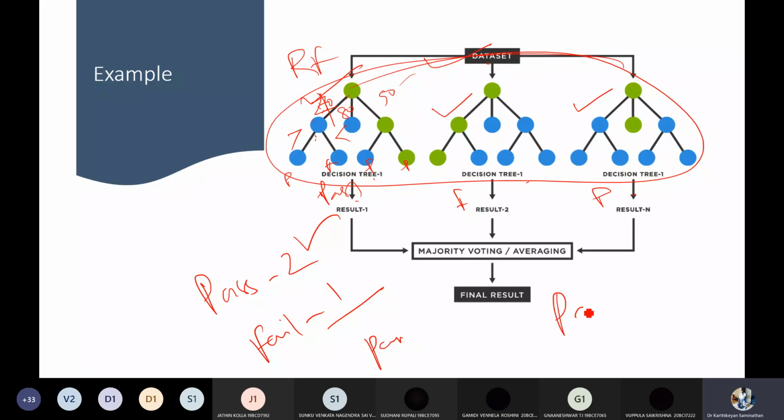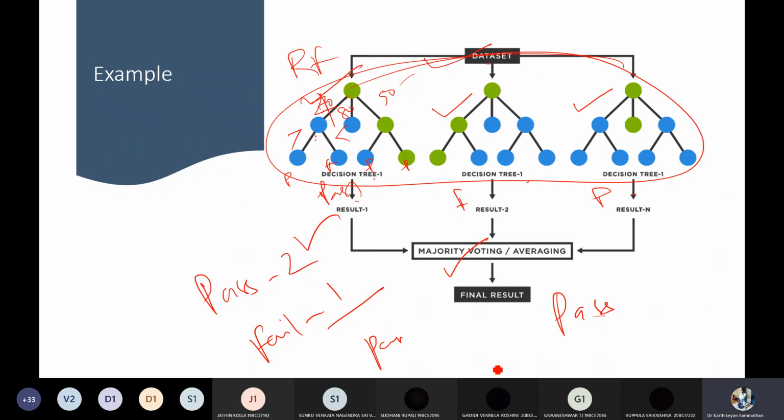Then the final result becomes pass by applying majority voting. If you take averaging, then obviously that will also be assigned numerical values. Then the averaging also comes out greater than 1, so obviously this will also go to pass. So this is how your random forest works.